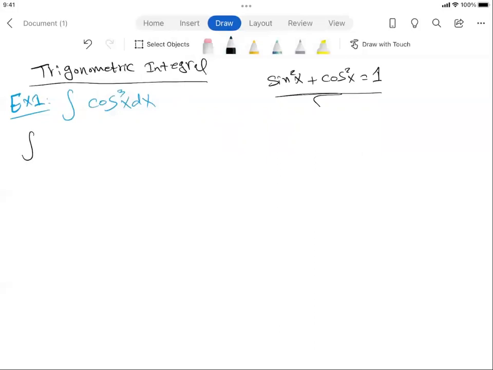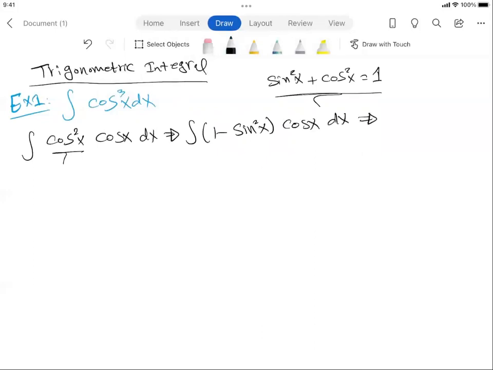So I can write this as cosine square of x times cosine of x dx. Then I'll apply the identity to this term. It will become 1 minus sine square of x, times cosine of x dx. Then I have an integral of cosine of x minus sine square of x cosine of x dx.